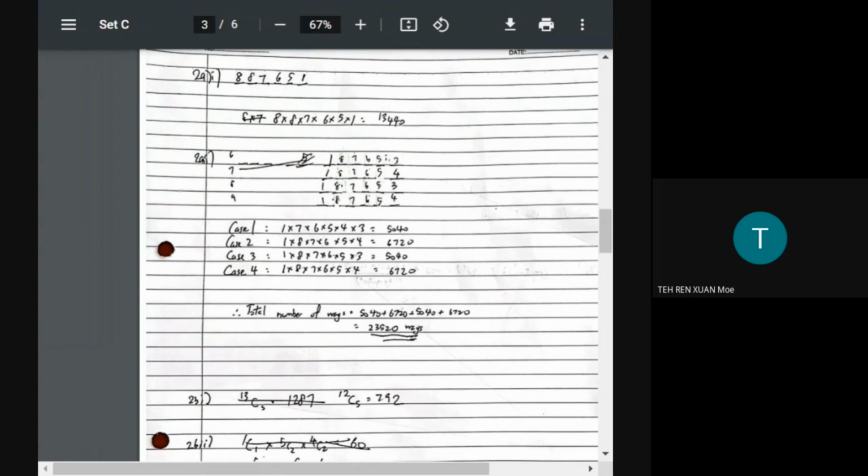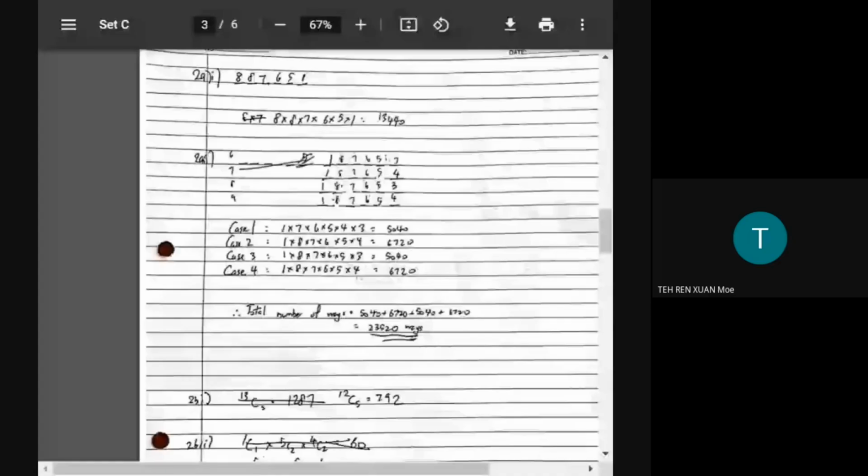So let's look at the last place. Since we know that it must be an even number, there will be 2, 4, 6, and 8. But since 6 has been taken, we will be left with 3 options. Continue with 8, 7, 6, and 5.